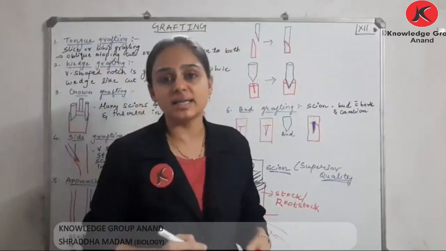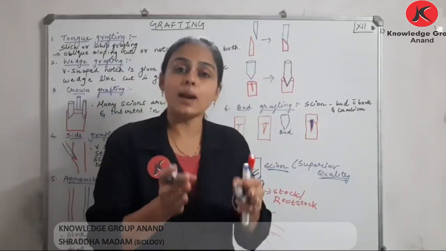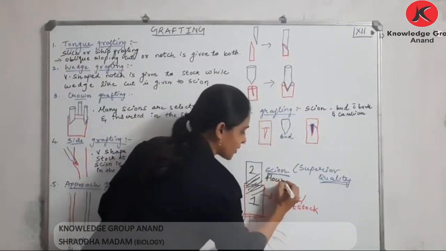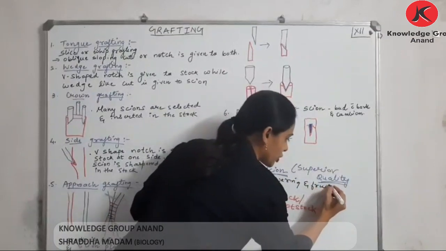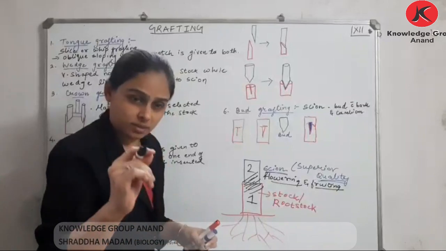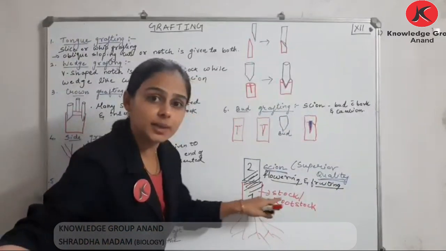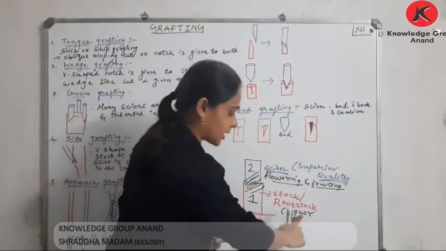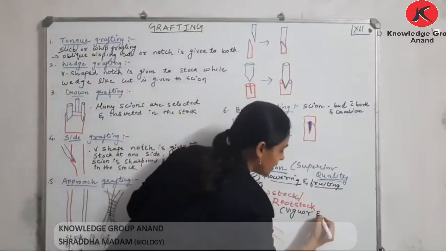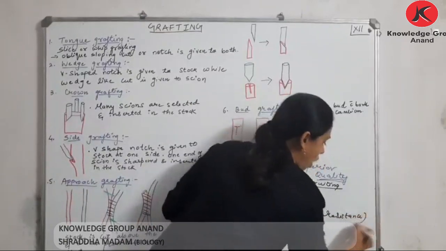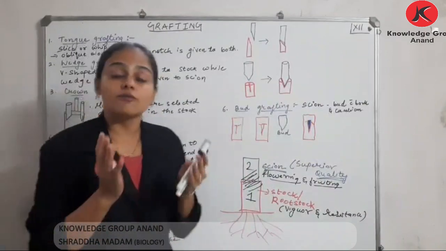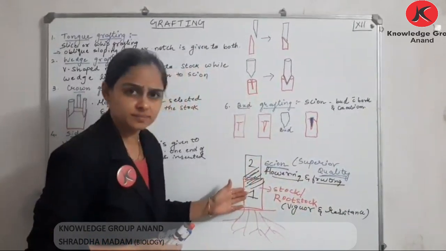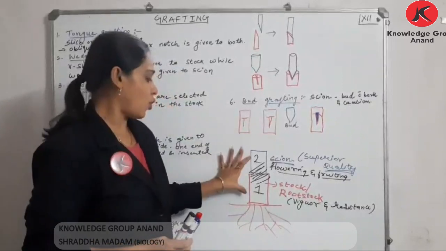It is nothing but combining the properties of one plant, say the flowering and fruiting of the scion, with the properties of the other plant, that is, vigor. Vigor means physical strength. So vigor and resistance of another plant. This is the purpose of grafting. Once again, what is the purpose of grafting? It is a combo pack only. Can you see it here? Yes or no? Yes. So what is the purpose of grafting?